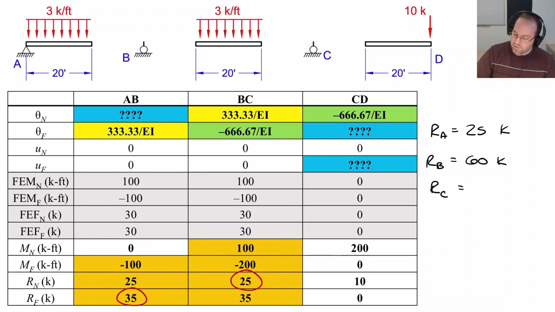And lastly, I have an RC. My reaction at C is going to be the summation of the far force for BC and the near force for CD, which is going to be a total of 45 kips. And that wraps up how we can use slope deflection equations to solve for the reactions of indeterminate beams.